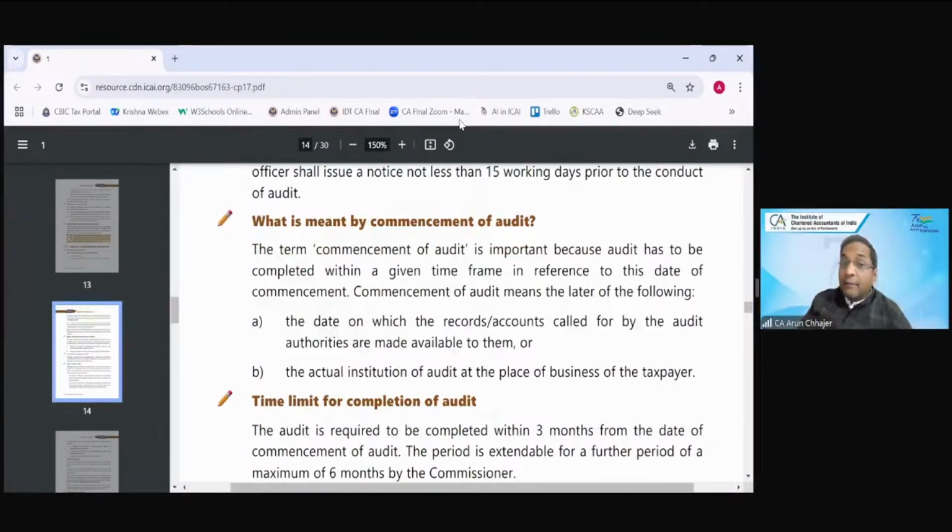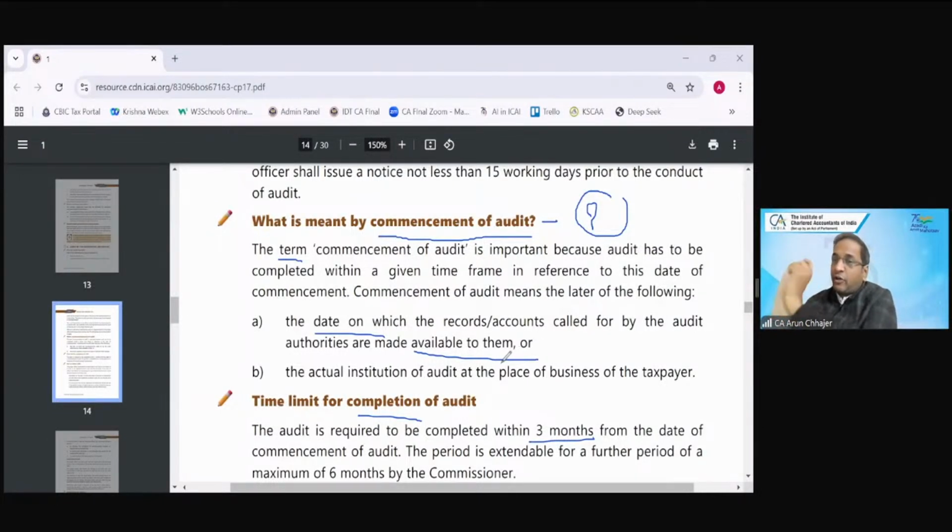What is that? Commencement of audit. See, जब audit commence हो गया है तो उसका completion का time है. But when this will be commenced, it is a big question. Why, sir? Because the term commencement is linked to the date on which a record has been made available. Let's say I am the officer. I'm asking you for the document. You have submitted the document. Again, I'm asking for the document. You submitted it. Again, I'm asking. So there could be the possibility that the documents are being called for in bits and pieces.